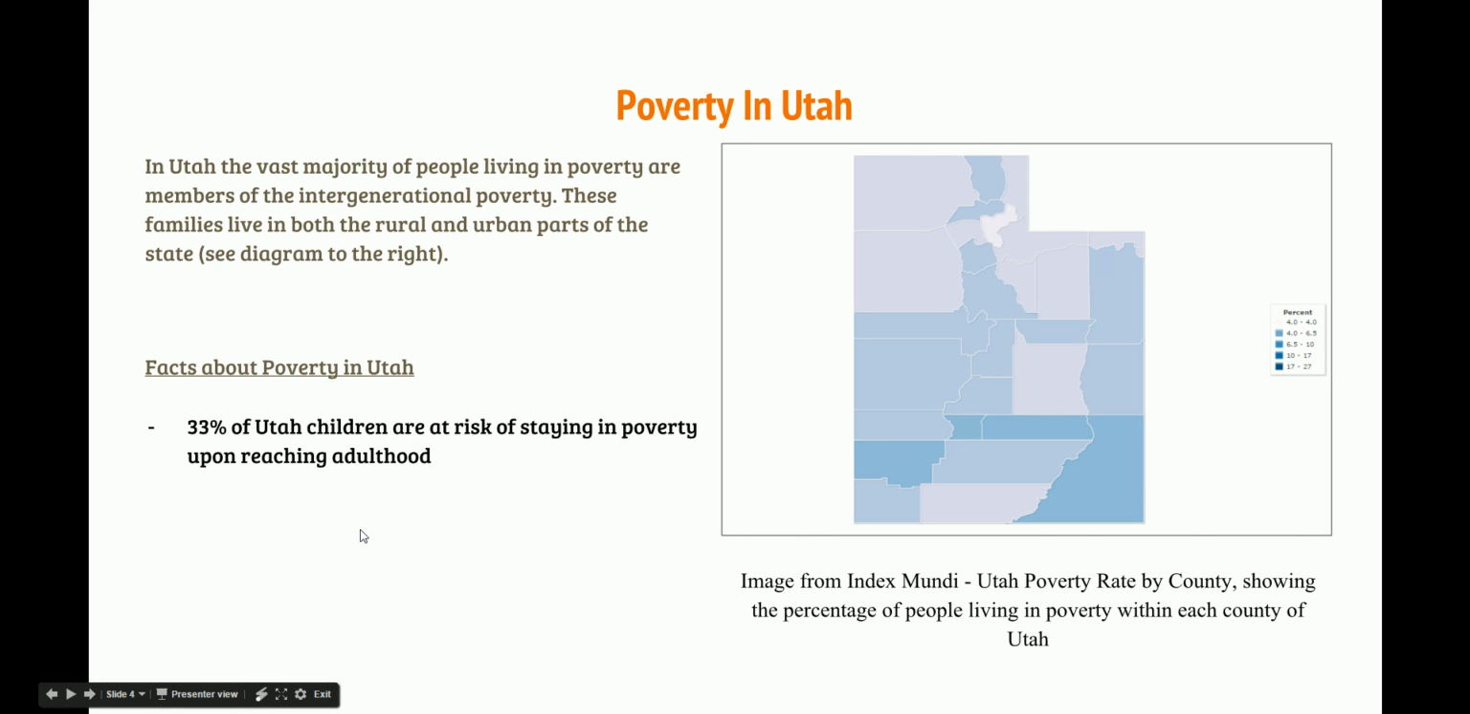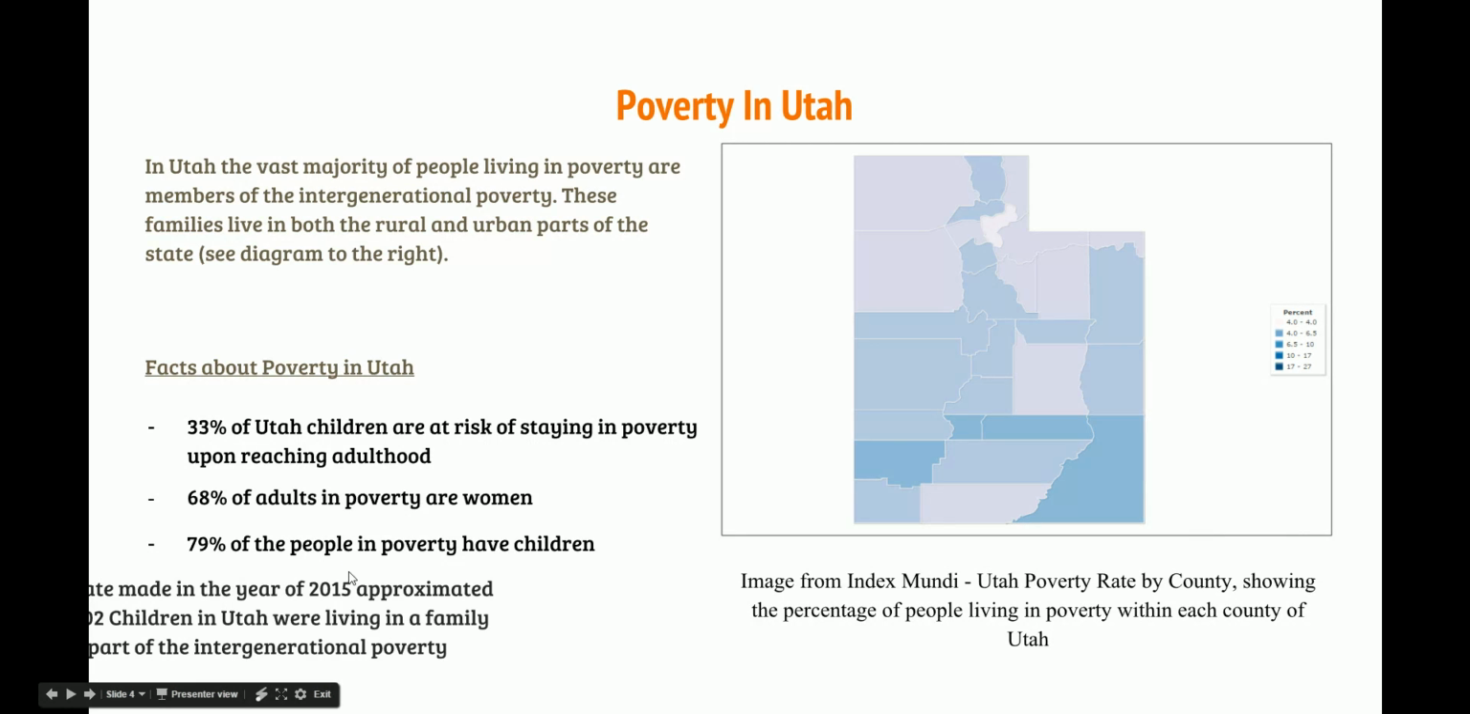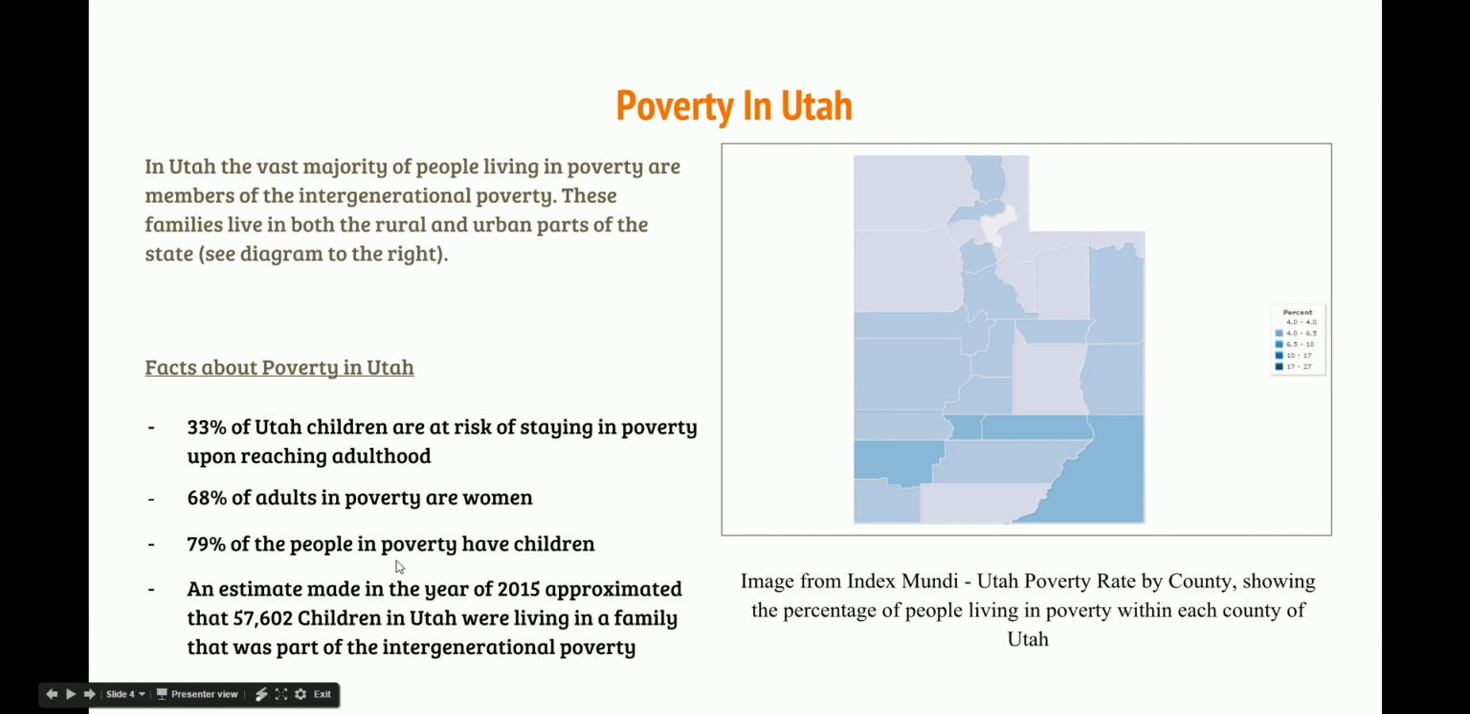Some facts about poverty in Utah: 33% of children who are raised in poverty are at risk of staying in it upon reaching adulthood. About 70% of adults who are in poverty are women, and 80% of these people in poverty have children. An estimate done in 2015 said about 57,000 children in Utah were living in a family that was in intergenerational poverty.